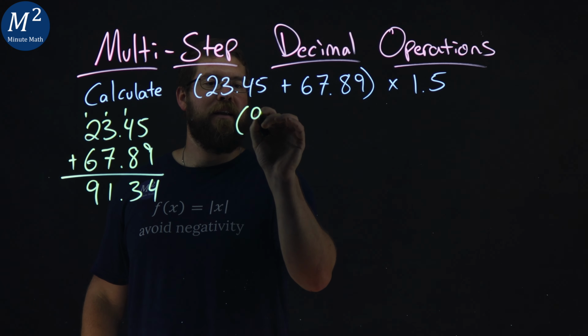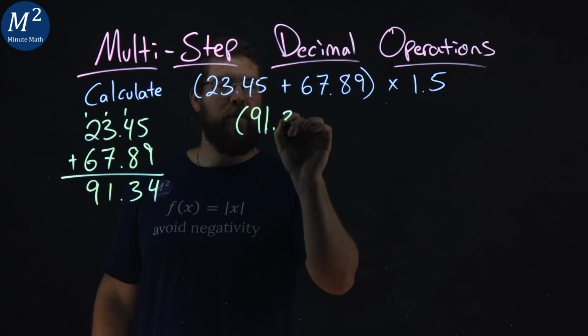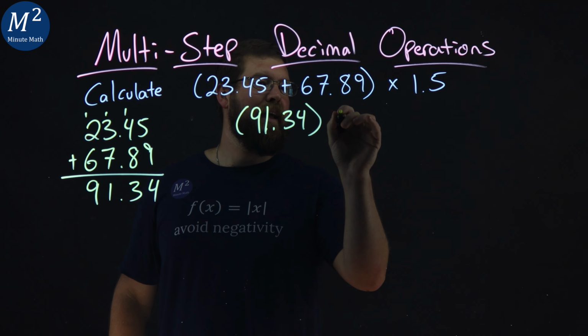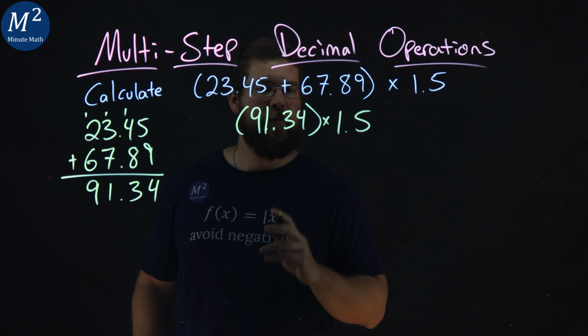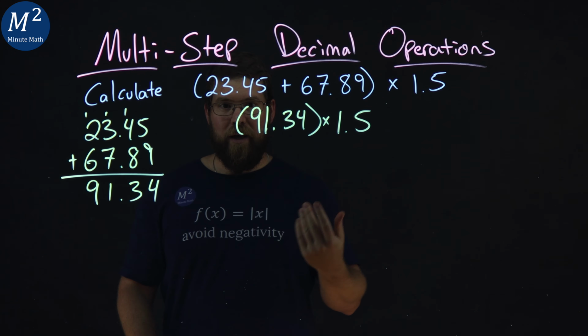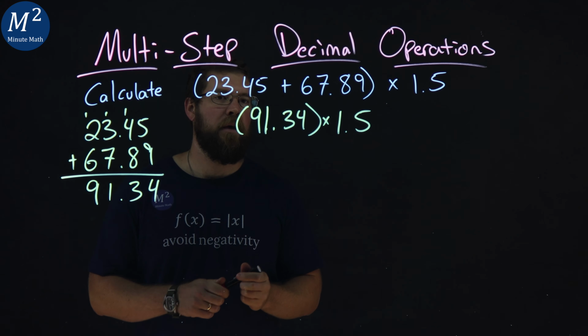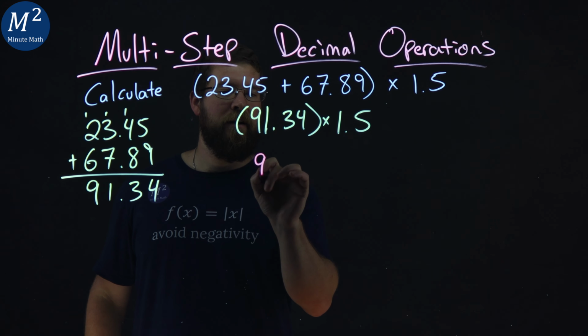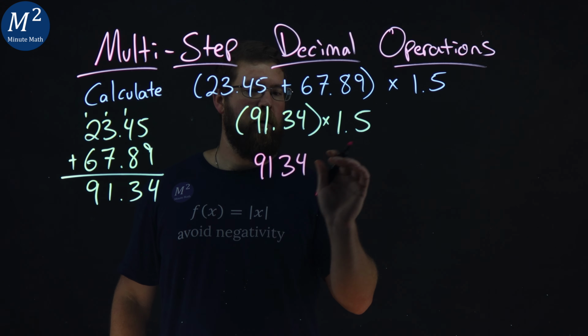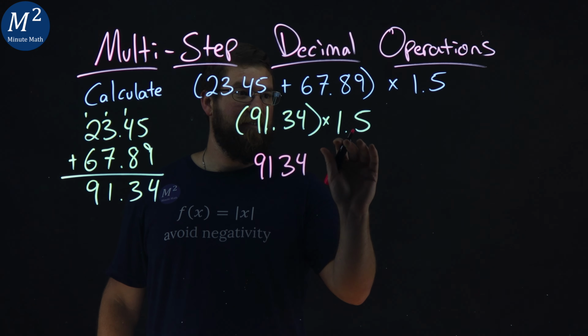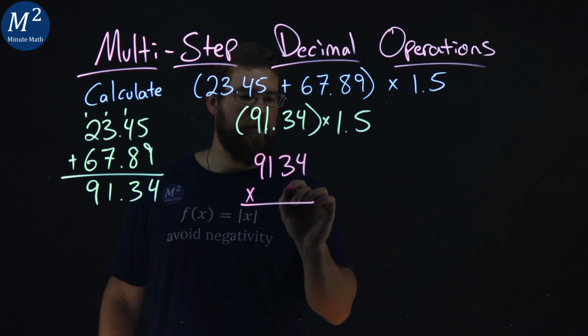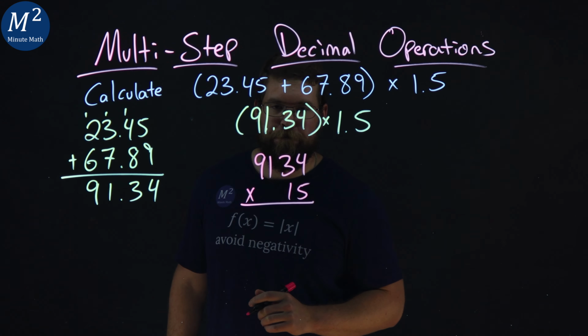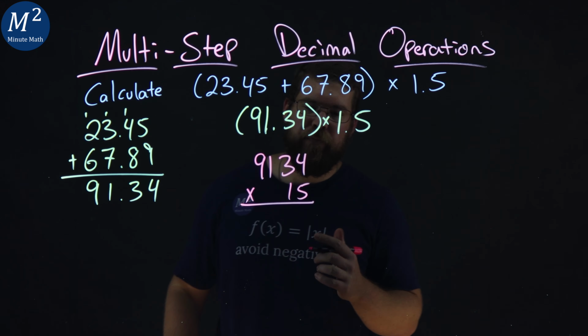So we have a 91.34 here, multiplied by a 1.5. And so now we can apply our multiplication. I'm not going to deal with the decimals right now. I'm just going to multiply our 9134 by a 15. I'm ignoring the decimals for the time being. All right? And then we'll apply them at the end.